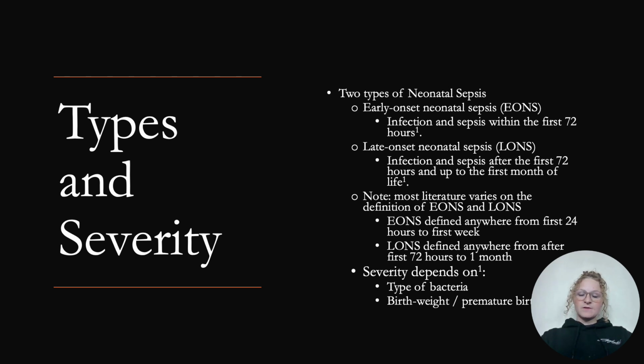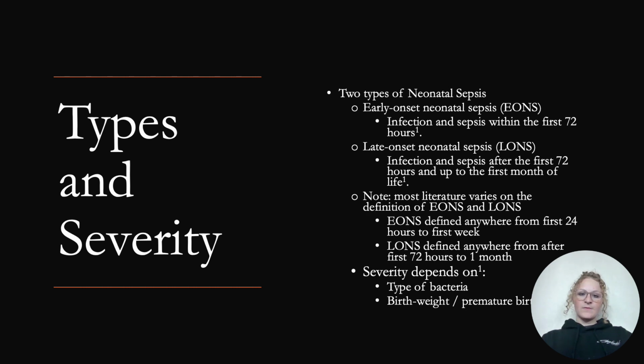Moving into types and severity, there are two types of neonatal sepsis. Early onset neonatal sepsis, also referred to as EONS, and late onset neonatal sepsis, also referred to as LONS. Early onset neonatal sepsis is defined as infection and sepsis within the first 72 hours of life. And late onset neonatal sepsis is defined as infection and sepsis after the first 72 hours and up to the first month of life.